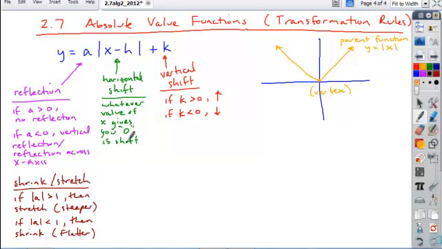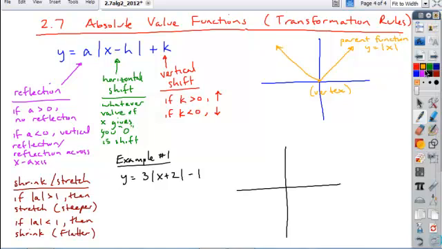So let's take an example of this. If we take the following equation, y is equal to 3 times the absolute value of x plus 2, all minus 1, and I want you to sketch this graph, again, everything is based on this parent graph. You don't need to draw this in. I'm simply going to put it here as a reference. But let's take a look at how these transformations occur.